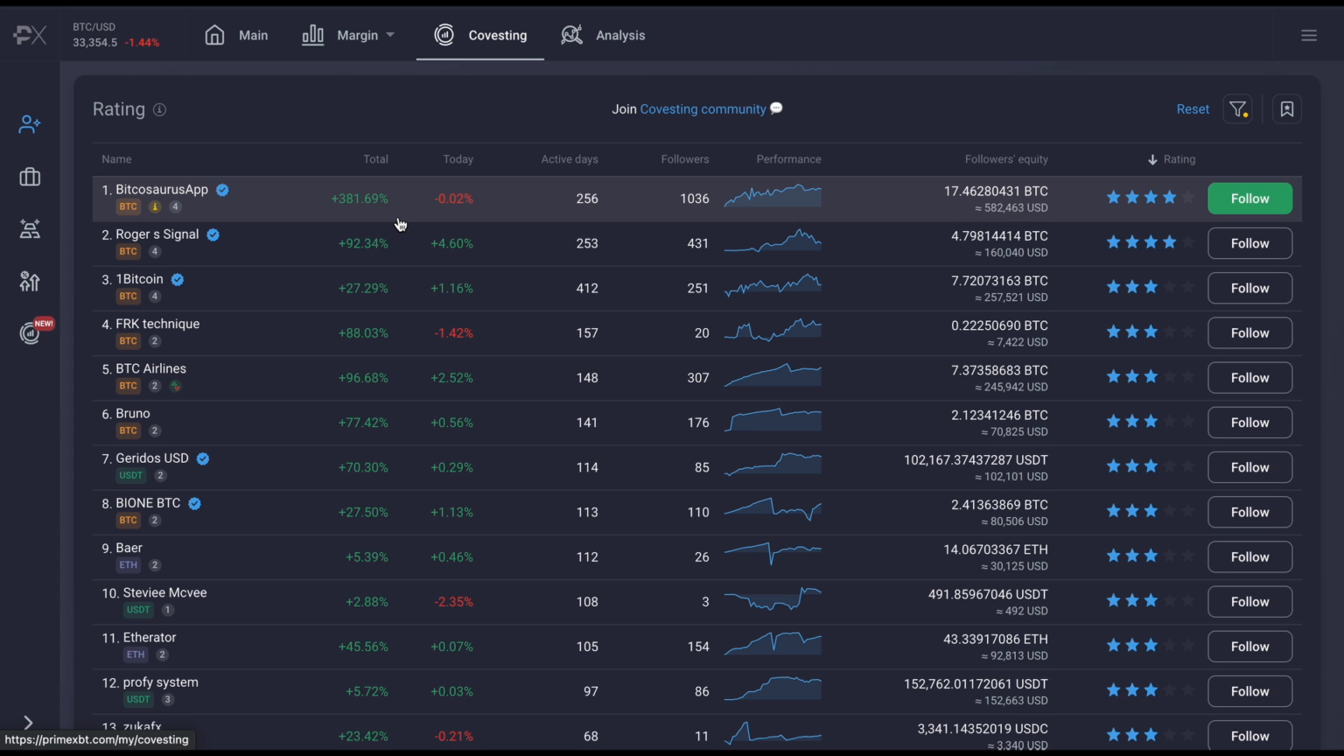Obviously, not financial advice. Everyone has their own methods of trading, and there's different varying levels of risk. So you wouldn't want to personally allocate all of your funds to a CoVesting infrastructure like this, but it's a good idea to maybe test the waters and have a look, play around with it.